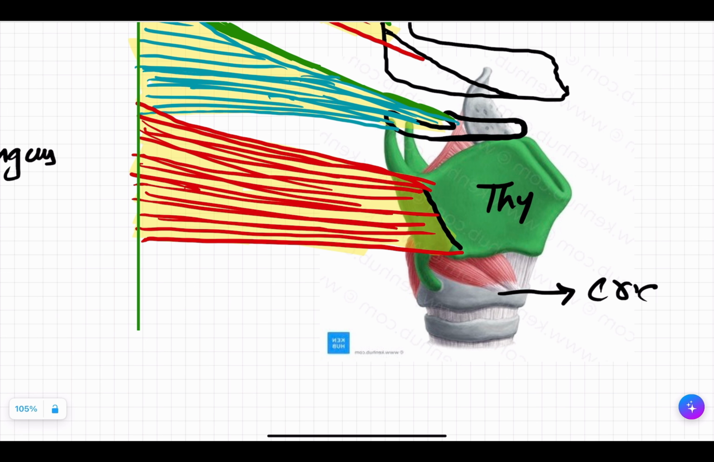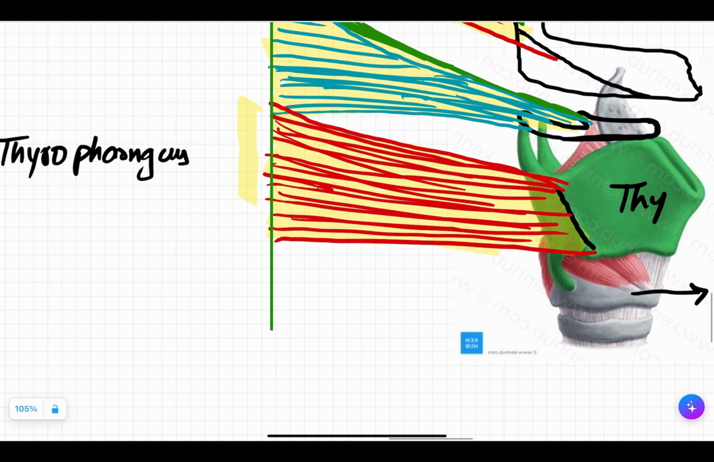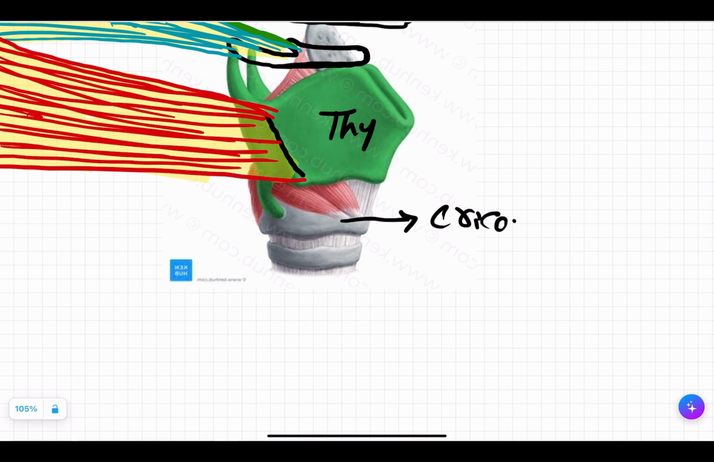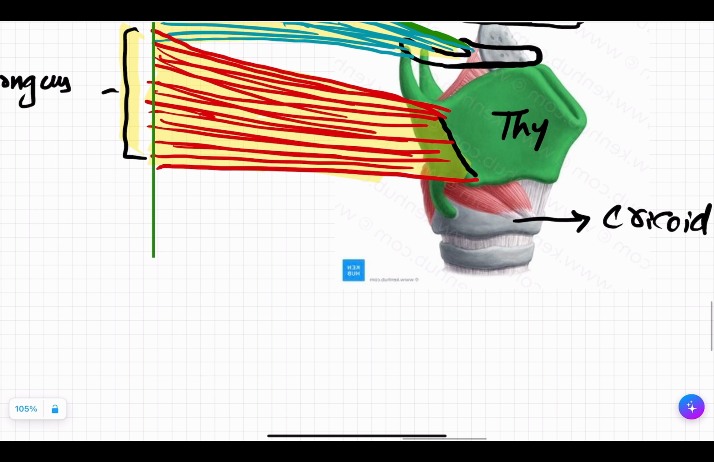So this is your thyropharyngeus muscle because coming from the thyroid cartilage, originating from the thyroid cartilage. Similarly, you have your cricoid cartilage from the posterior border here.